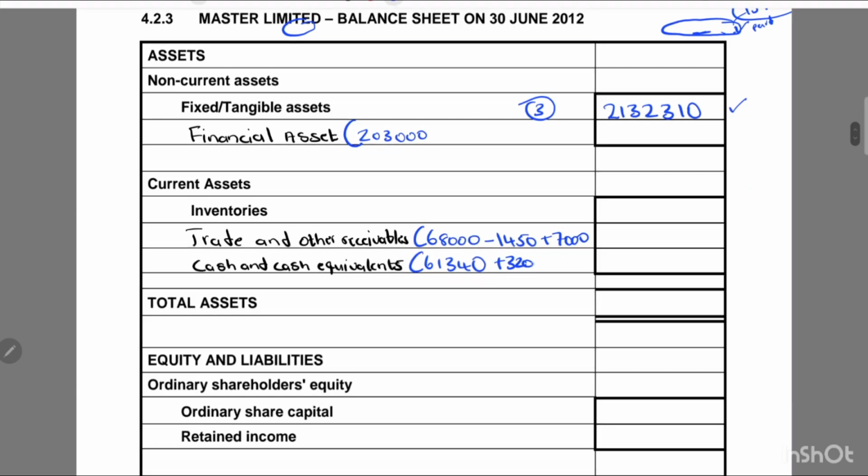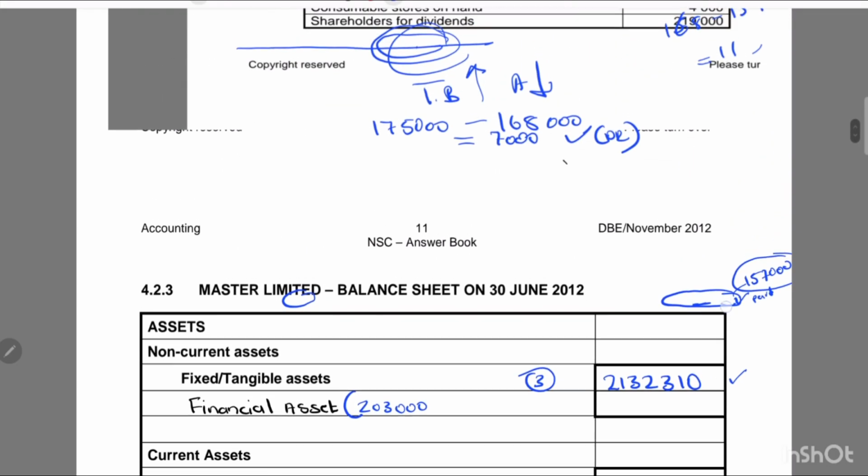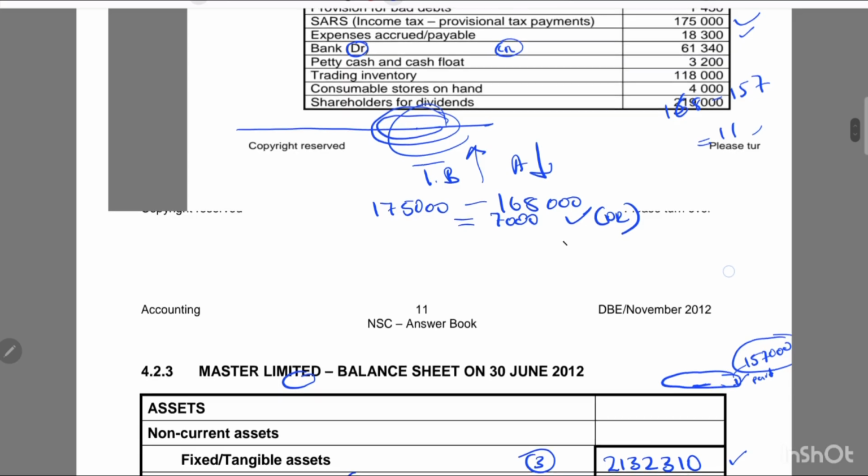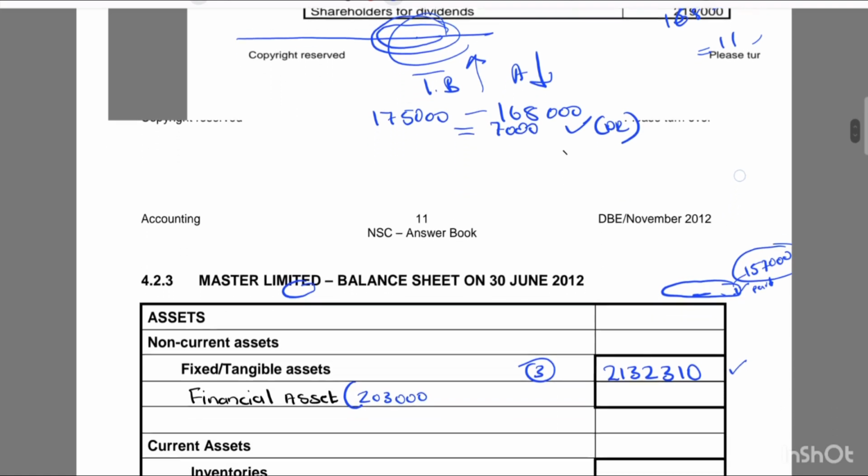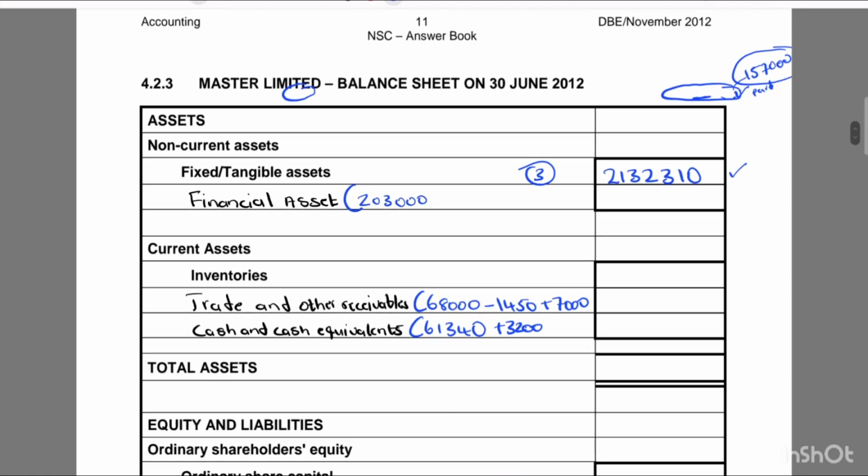We have petty cash 3.2. We also have what we call trading inventory, which is how much now?